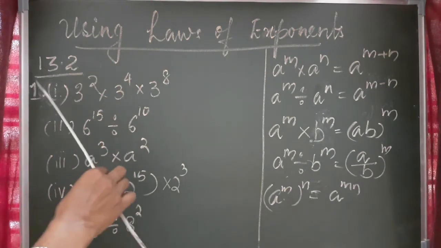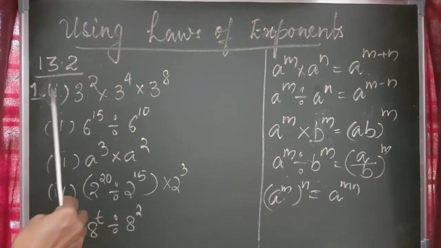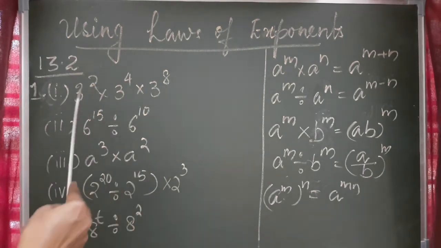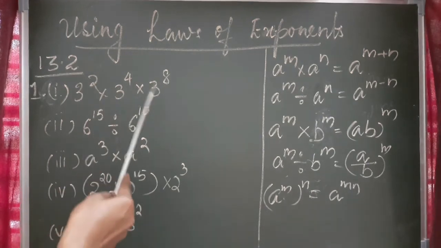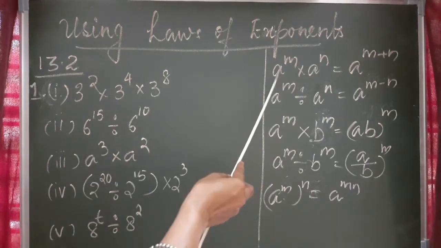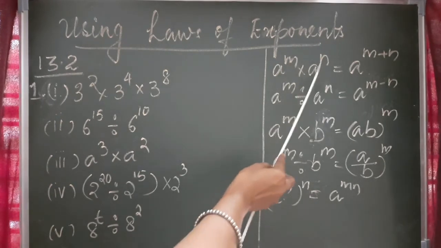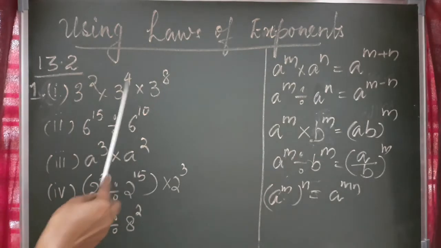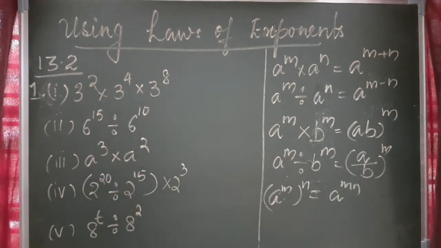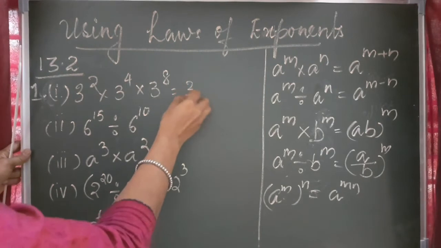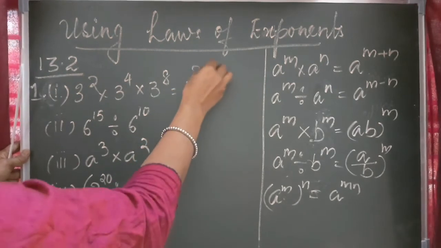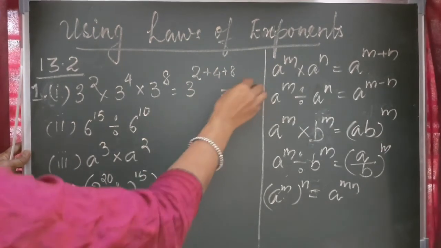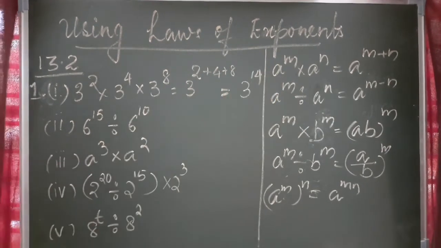So this is exercise 13.2. Let's see the first question. We have to represent this in the form of an exponent only: 3 raised to 2 into 3 raised to 4 into 3 raised to 8. Here the bases are the same and the powers are different, so we need to add the powers. So we get 3 raised to 2 plus 4 plus 8, which will be equal to 3 raised to 14. This is the answer.